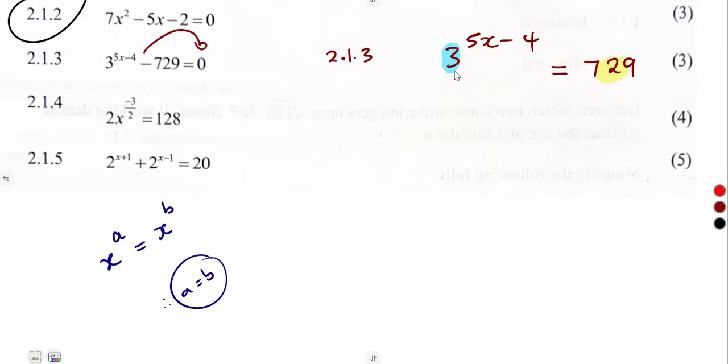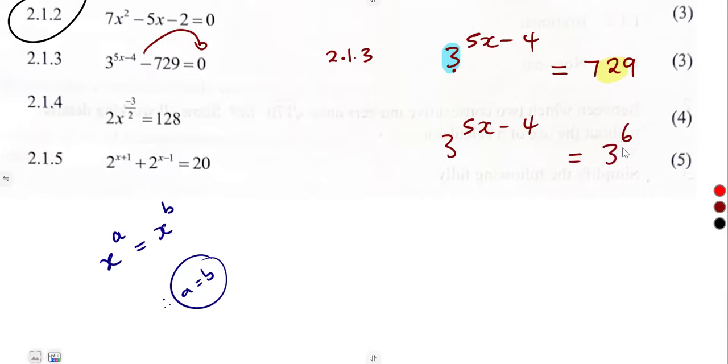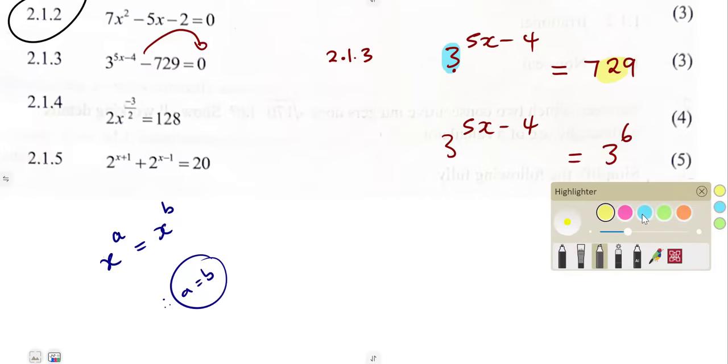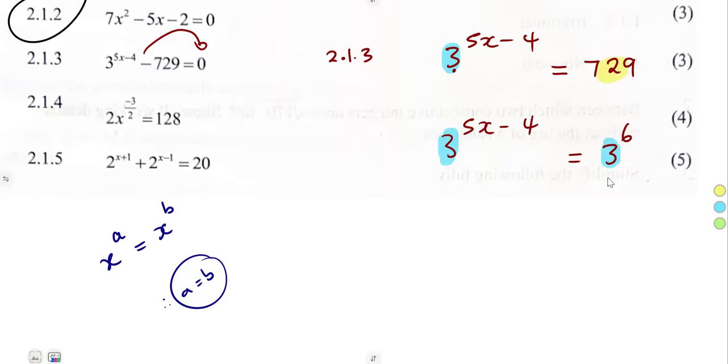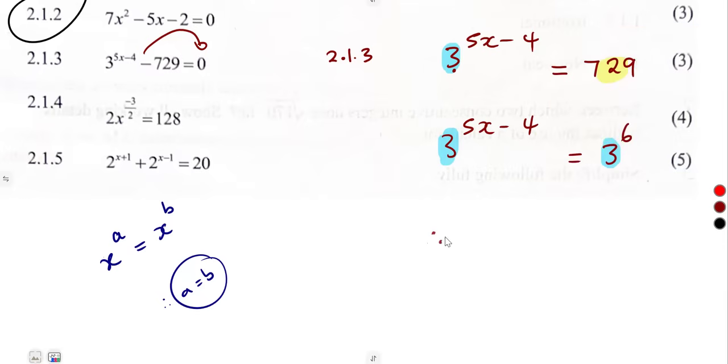So 3 is already a prime number, so it is in its simplest form. There is no way we can rewrite it as another number. But 729 is not a prime number, so we can rewrite it as what? 729 is equal to what? Then shift, you press fact. 3 to the exponent of 6. As long as the bases are now exactly the same, automatically, guys, your exponents are the same. So therefore, our exponent 5x minus 4 must be equal to what? To 6.